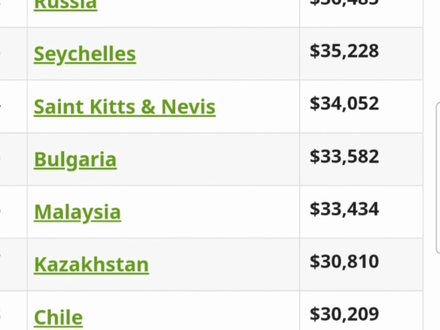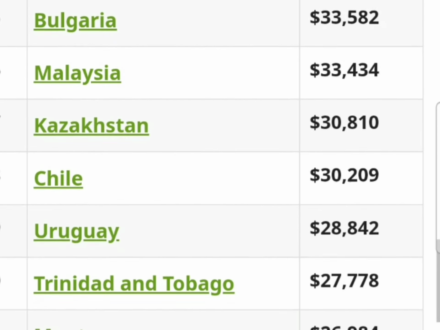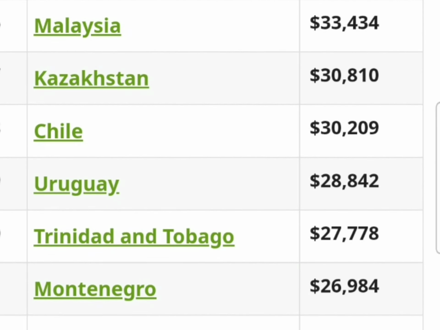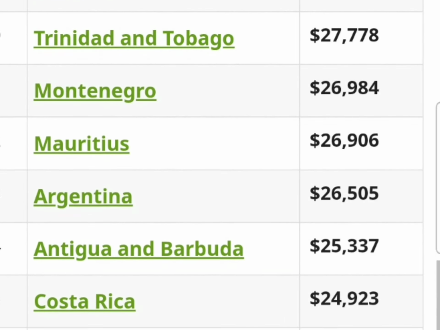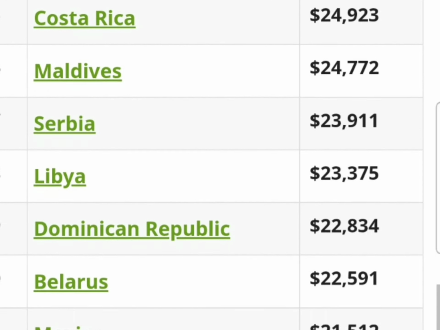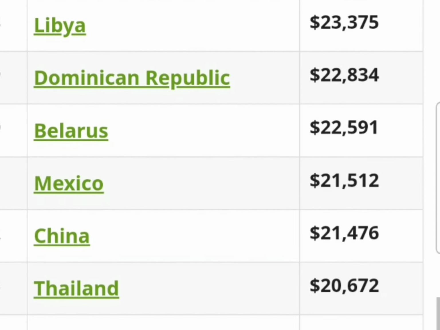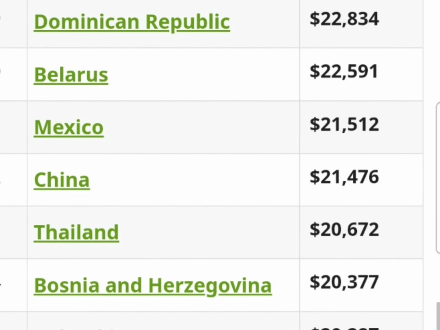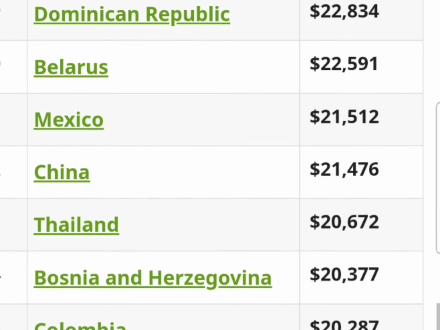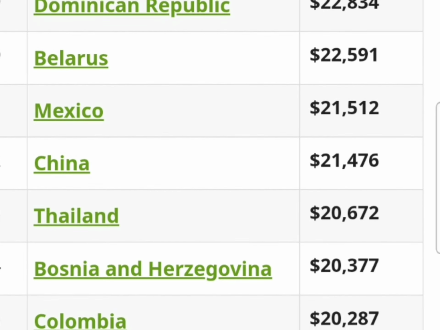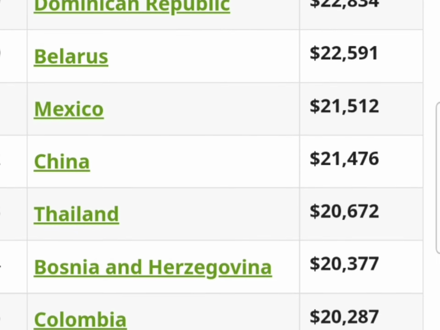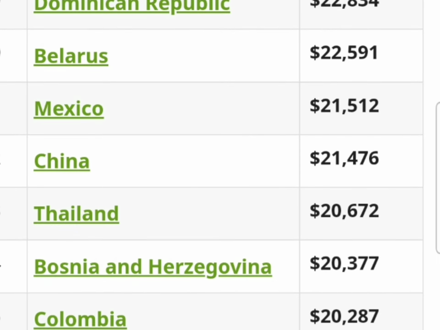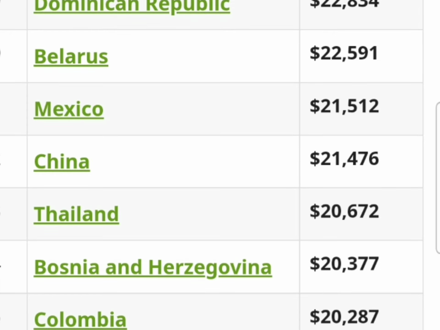Saint Kitts, Bulgaria, Malaysia, Kazakhstan, Chile, Uruguay, Trinidad, Montenegro, Mauritius, Argentina, Costa Rica, Maldives, Serbia, Libya, Dominican Republic, Mexico, China. I was showing you, people, that China is the world's second largest economy with a $14.5 trillion GDP. But in terms of GDP per capita, China is at number 72 in the world ranking.